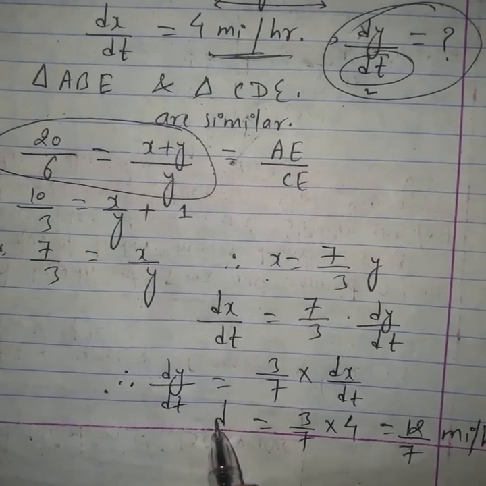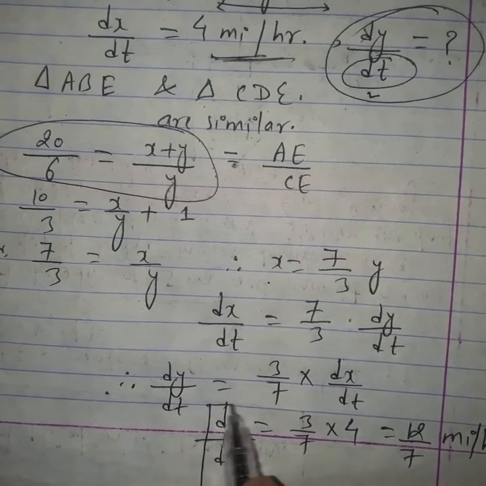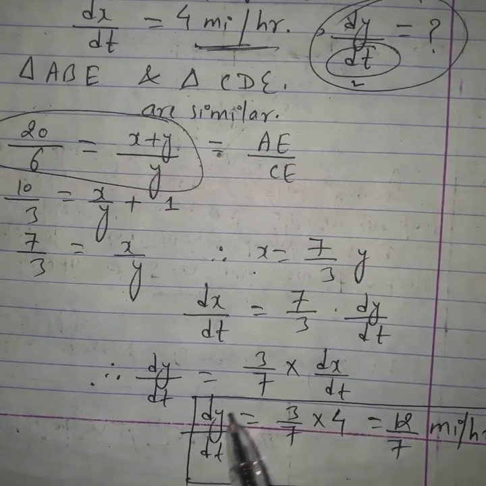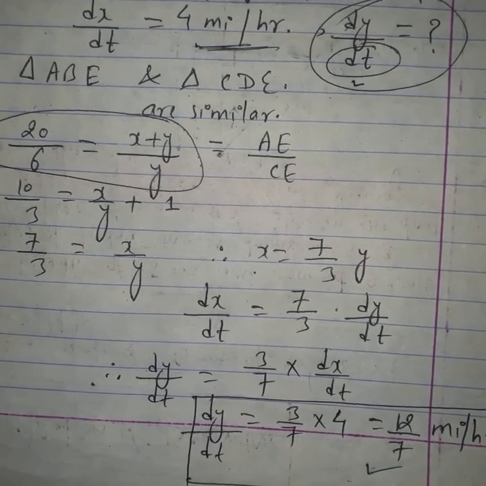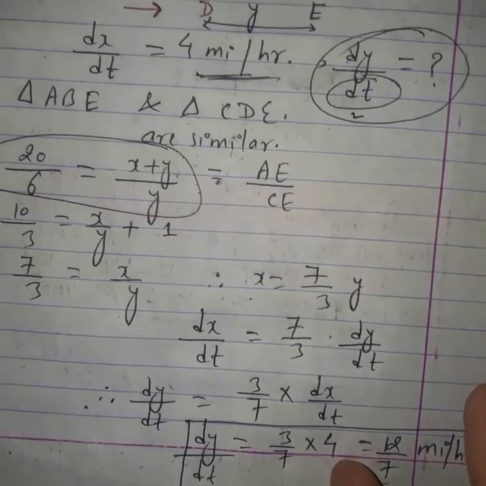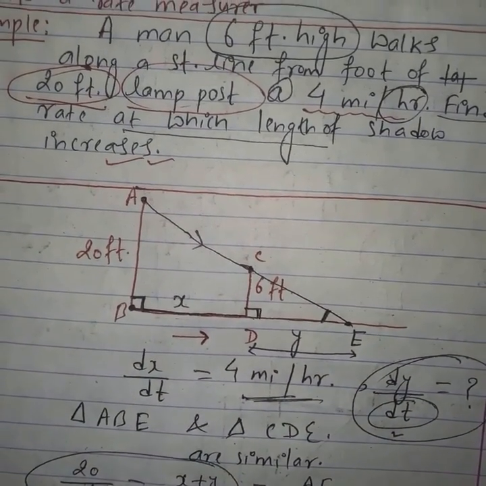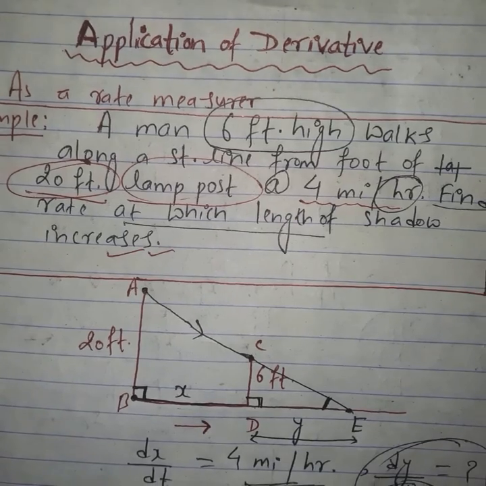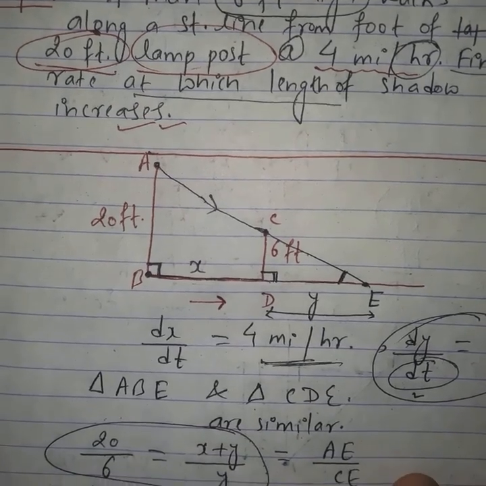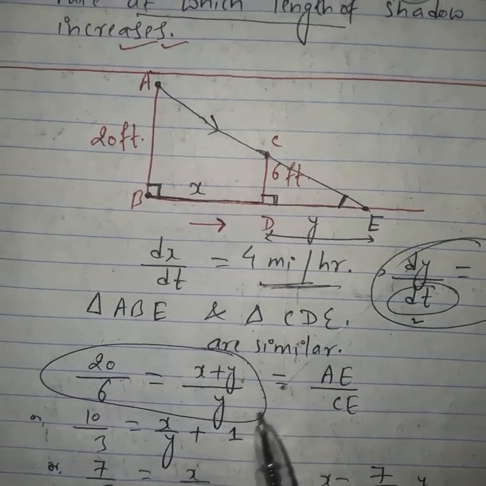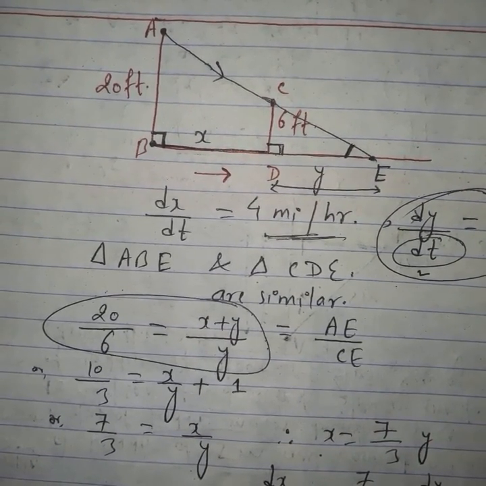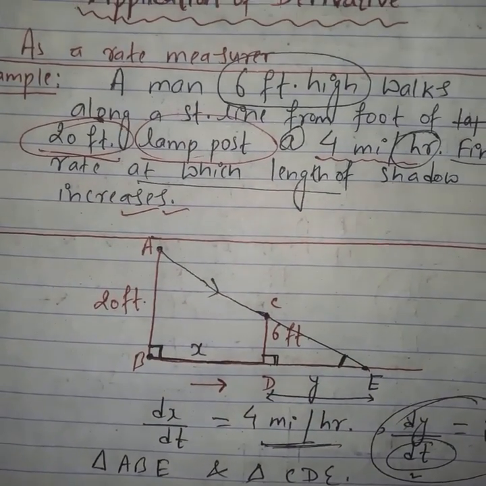Here we finally obtain the rate of increase of the shadow: 12/7 miles per hour. This is the required answer for this question. We solved this question using the concept of the derivative of a function. We discussed a little about the similarity of the two triangles, and also implicit differentiation of functions. In our next video we will discuss more applications of the derivative.